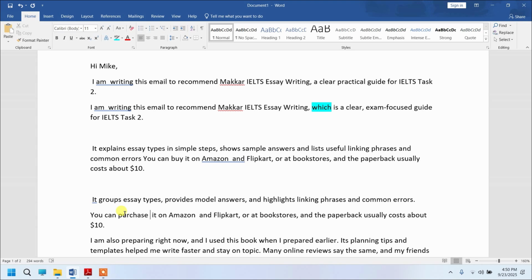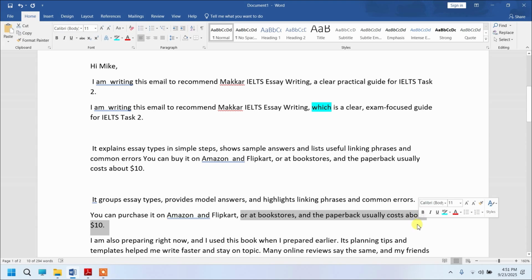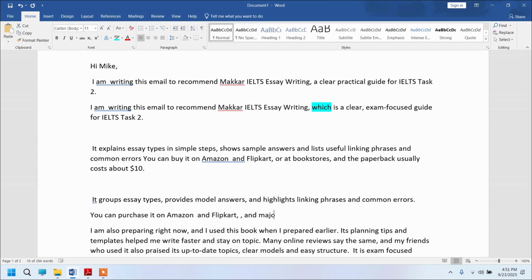And what else? Buy is also fine here. Both are kind of okay. What else I can change here? You can purchase it at bookstores. Okay, I got one idea here. You can purchase it on Amazon and Flipkart, and I will say, and major bookstores carry it too. So, comma, and major bookstores carry it too.